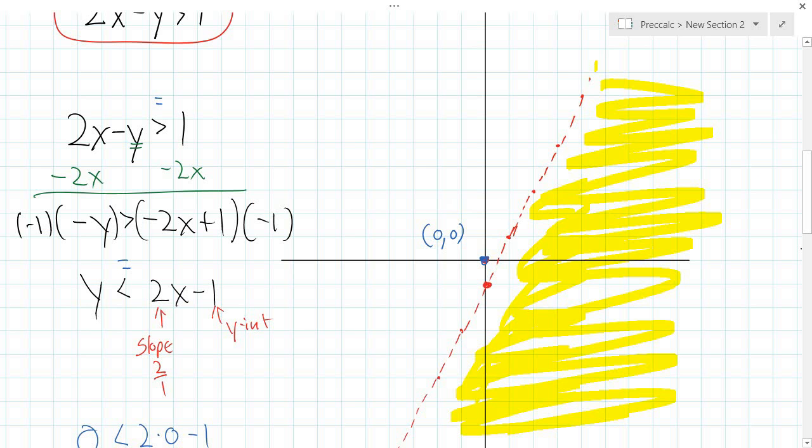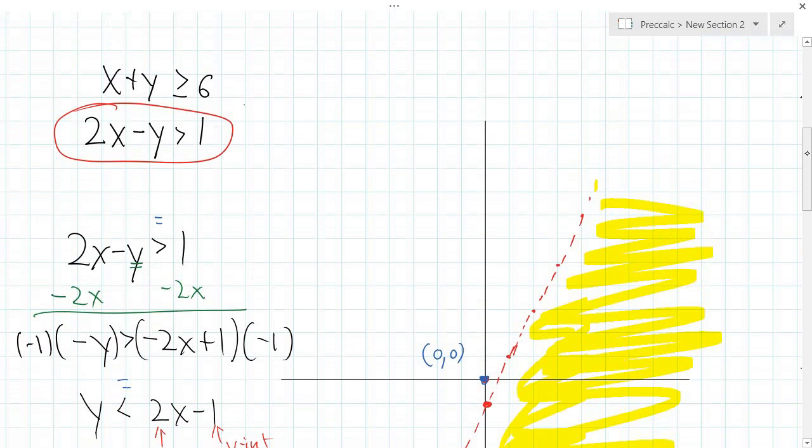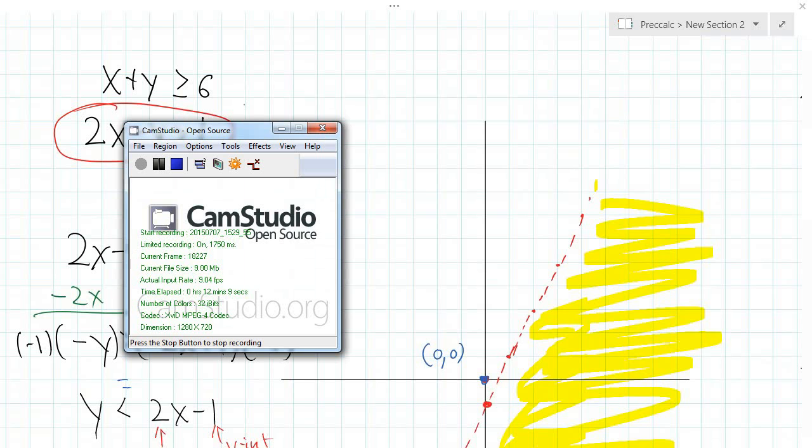Now, to solve a system of inequalities, you simply graph each inequality, and whatever region was shaded twice, that's your solution region. We'll talk more about that tomorrow. I think I've thrown enough at you today.